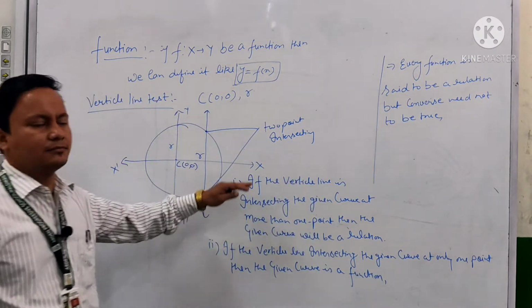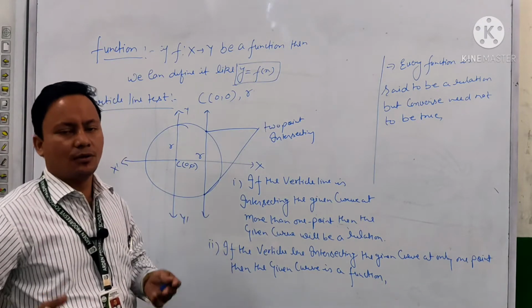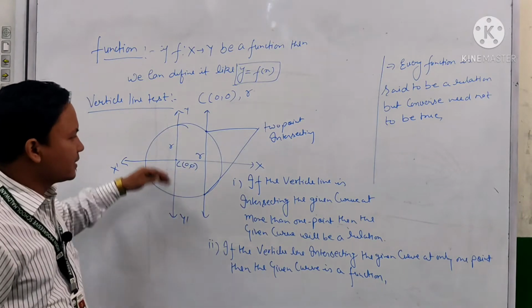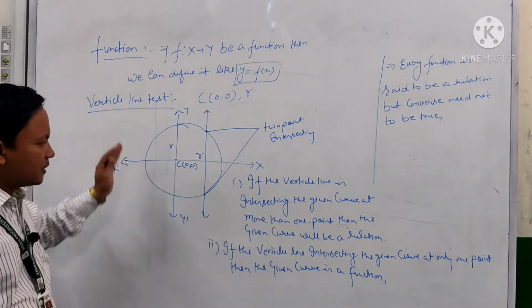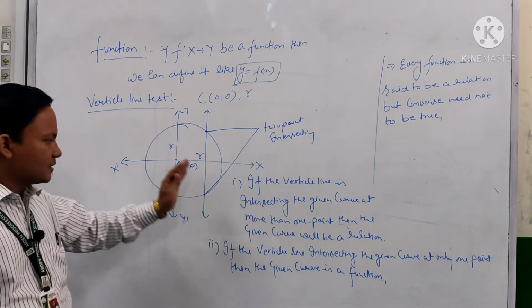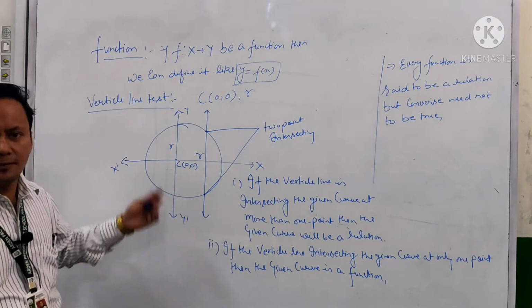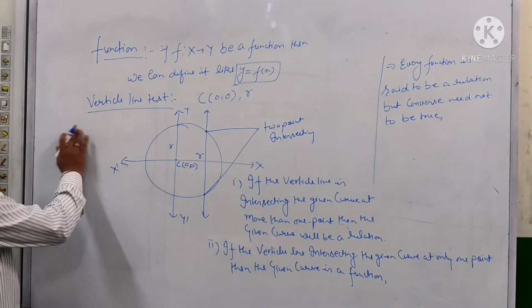So this is the algorithm how we will graphically conclude whether a given curve is a function or a relation. If the vertical line which is parallel to the y-axis is intersecting the given curve at one point, then it will be a function, and if the vertical line drawn is intersecting the given curve at more than one point, then it will definitely be a relation. Okay, so circle is a relation.